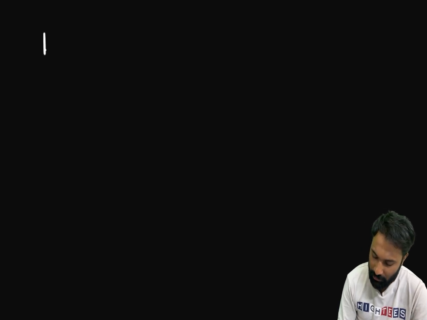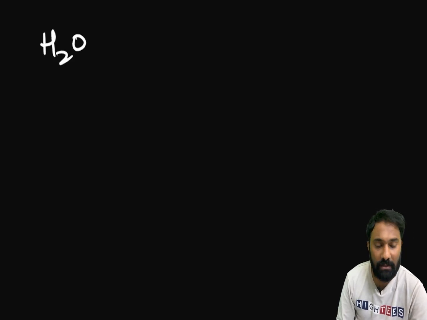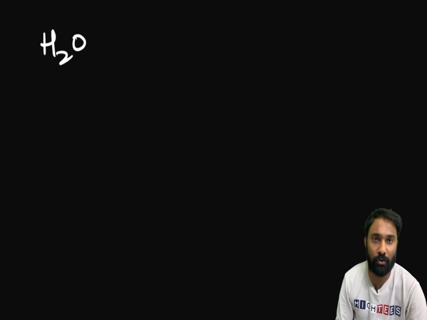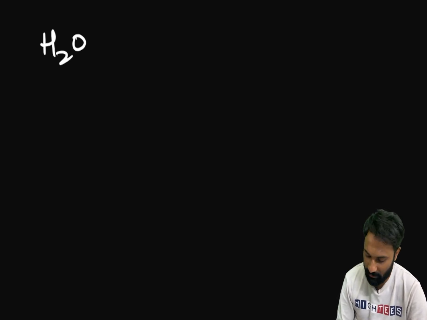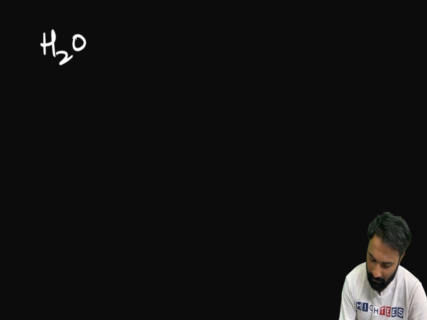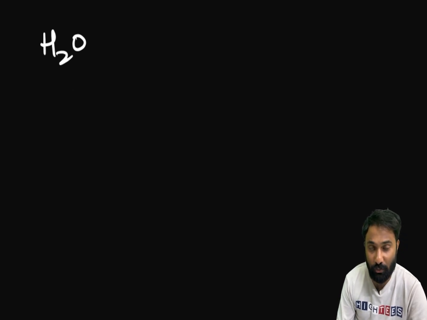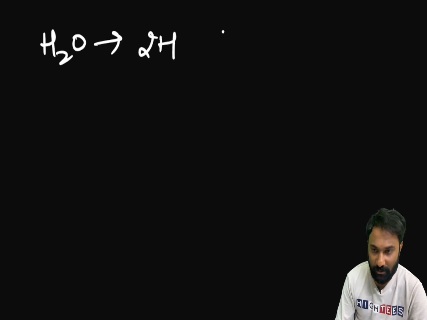Now, if a molecule is given, better we'll go with one molecule, the H2O molecule. In this H2O molecule, if they ask for the number of protons, neutrons and electrons, what do you have to do? First, how many hydrogens are we having? First divide this H2O molecule into atoms: 2 hydrogen atoms plus 1 oxygen atom.